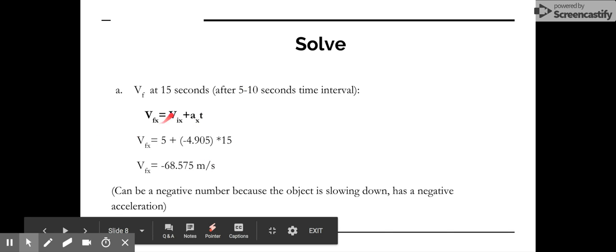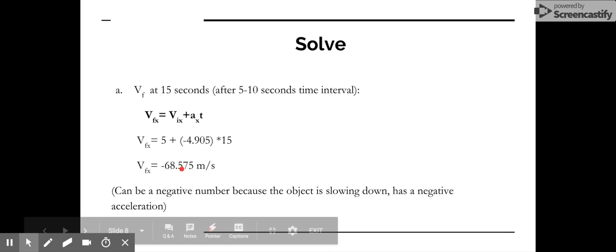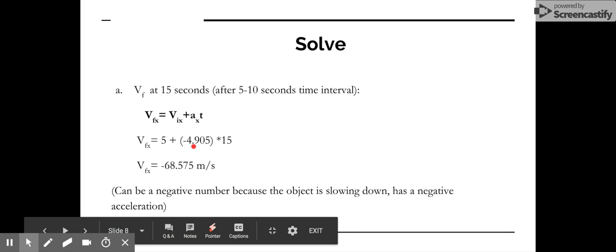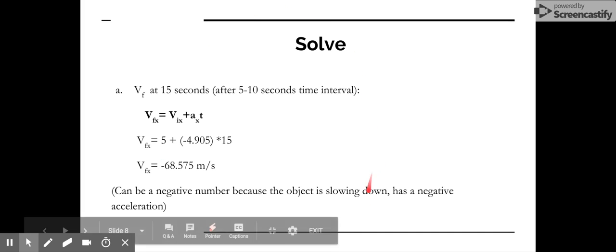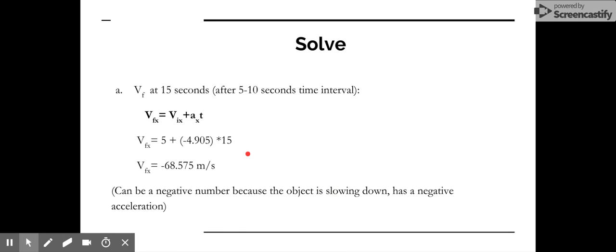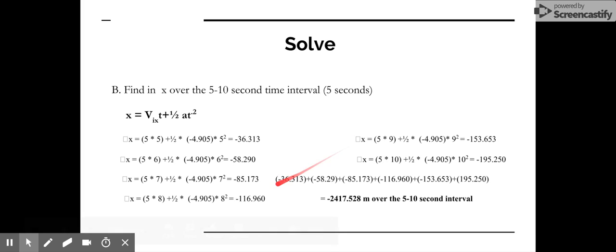So to solve, basically I plugged in the values that were given to get negative 68.575, and it can be a negative number because it means that the object is moving in the opposite direction than acceleration.